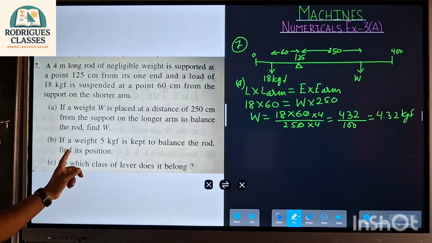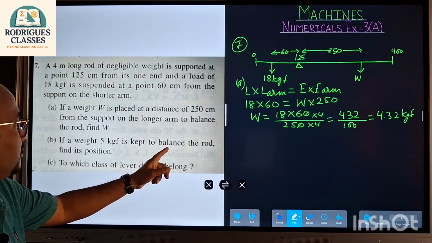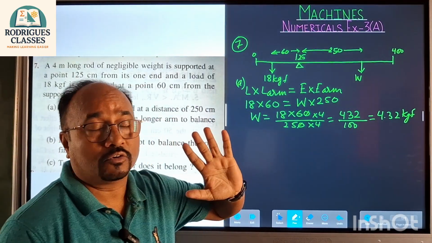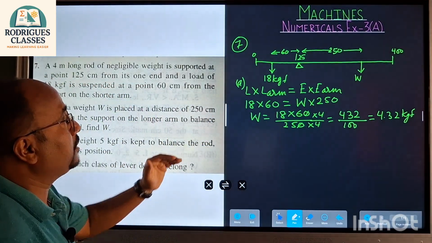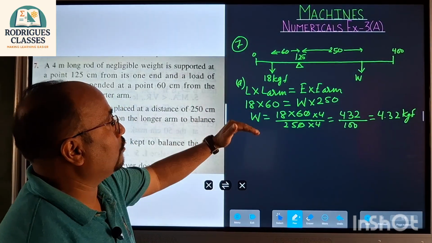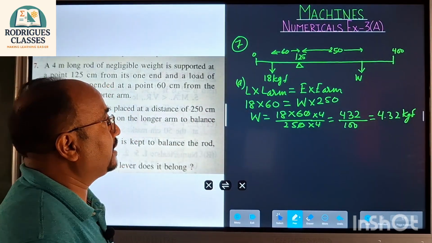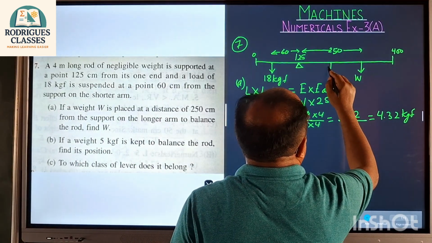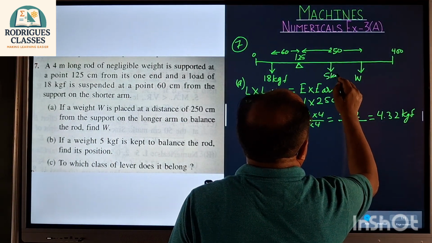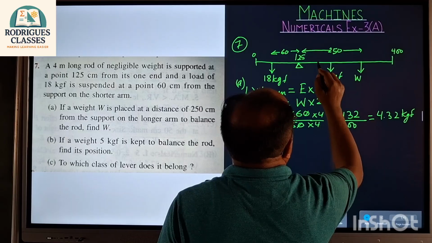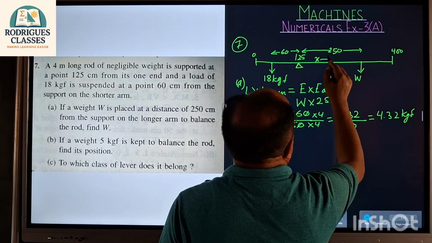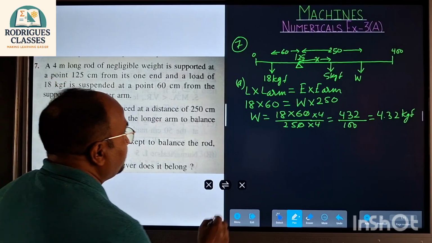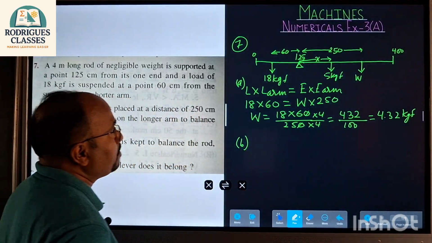Now in the B part, if a weight of 5 kgf is kept to balance the rod, now that weight is not there. Now a 5 kgf has to be kept. So this weight will be pulling it downward. So I put it on that side at a distance of x. I am putting that weight 5 kgf here, and I am considering this distance to be x.